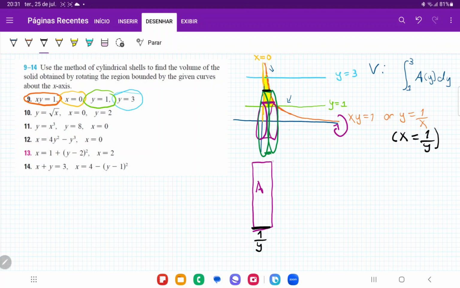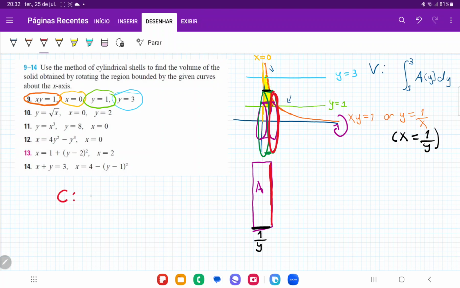So this one here is just 1 over y. And now let's think about what this length here is. Let me do it in a different color, maybe red. This length over here basically just is the circumference, like so. It's the circumference of our cylinder. It's the circumference of the base.